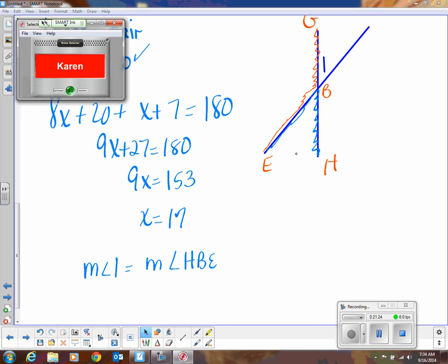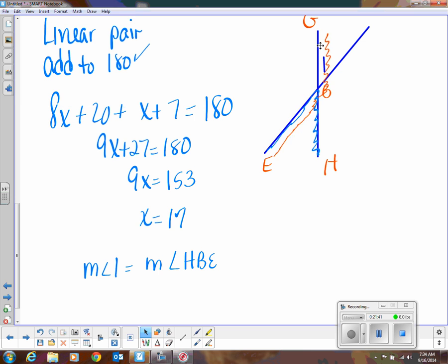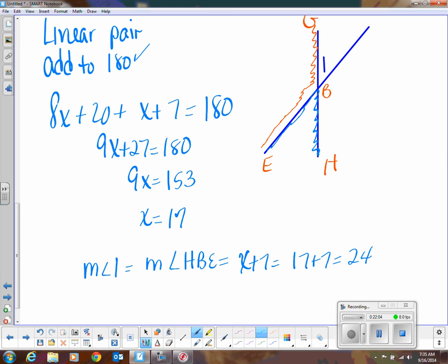What type are they? Well, they're like this. What's their name? These are obtuse, but we need something that has more relationship. What's special about this angle right here, and that angle right there? What are those called? They're vertical, right? Vertical angles are going to be here forever. And the relationship on vertical angles is that they are equal. So we're going to take our HBE, which was x plus 7, and we're going to say that 17 plus 7 is 24.